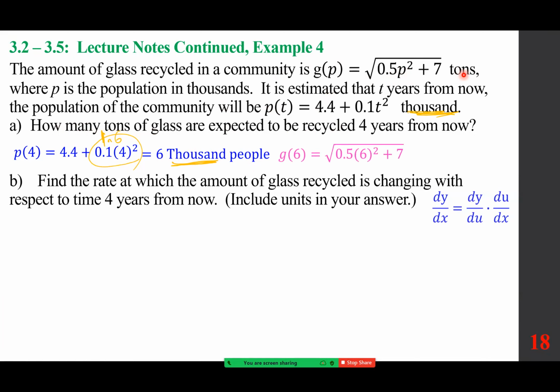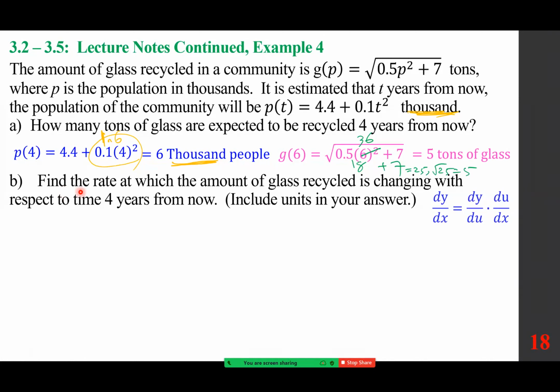So when we plug in, what do we get? Let me quickly show you. This is 36. Half of that is 18 plus 7. That makes it 25. And square root of 25 is 5. So the answer is 5 tons of glass. So, elementary algebra. What is the next part?